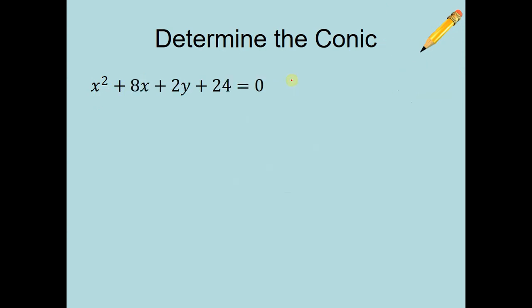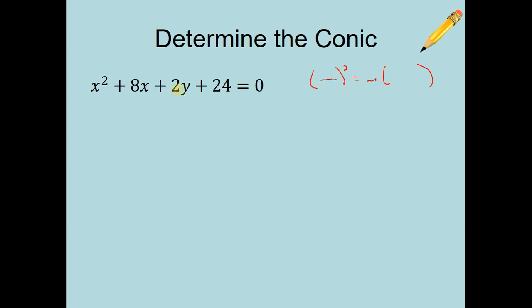Let's try another one. So I've got x squared plus 8x plus 2y plus 24. Notice, the first thing I notice on this equation is there's no y squared. So that tells me I have a parabola. So, parabolas always have something squared equals some number, right? Well, it looks like it's going to be an x that's on this side because it's squared.